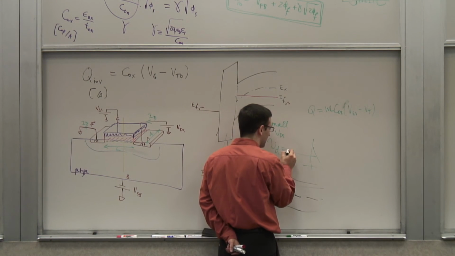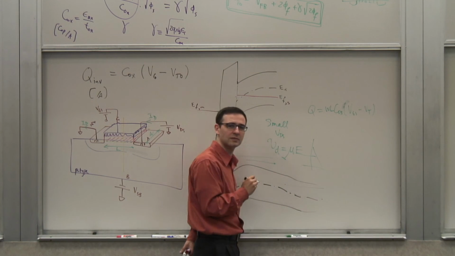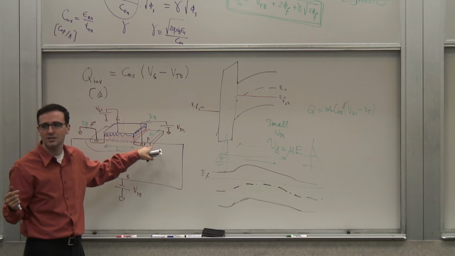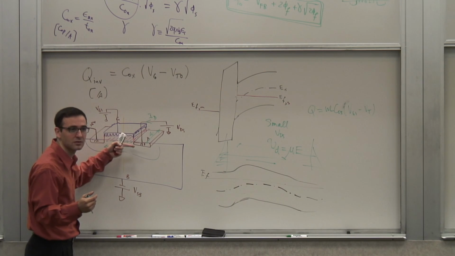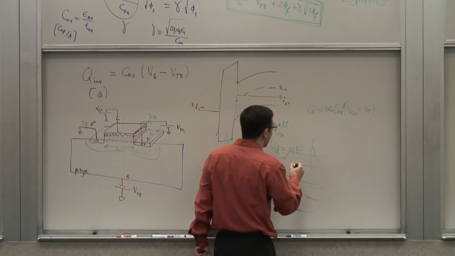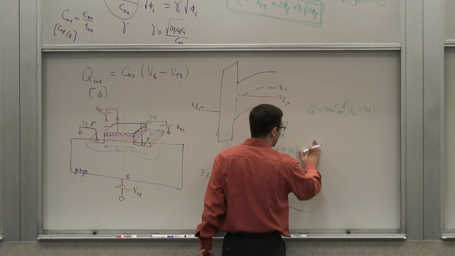I know VD is proportional to the electric field, mu E. And if the voltage is small, I can just assume that the electric field is almost constant across this channel, right? The lateral electric field. And if that's the case, what can I say about the time it takes? What can I say about the electric field in terms of VDS?